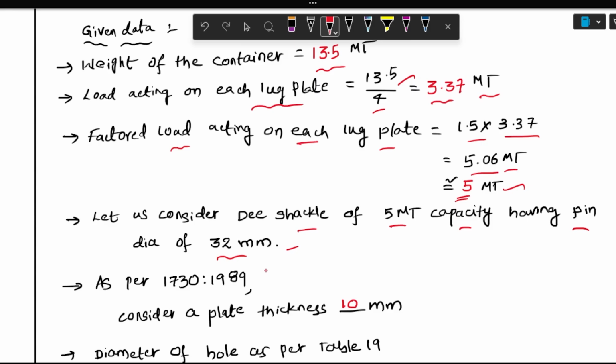This is on a trial and error basis. First of all, we consider a certain thickness of the lug plate and check that thickness. If the checks pass, then we give that thickness of the lug plate to the site. If it is not passing, then we have to increase the thickness, and the trial and error continues. So initially I am considering a 10 mm thickness plate, as per IS 1730:1989.